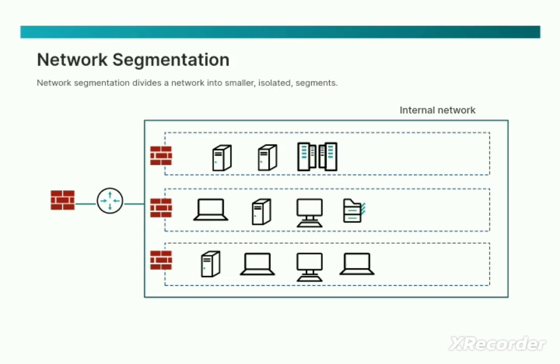For example, an HR subnetwork operates separately from a sales subnetwork. This avoids confidential information leaking from one group to another.